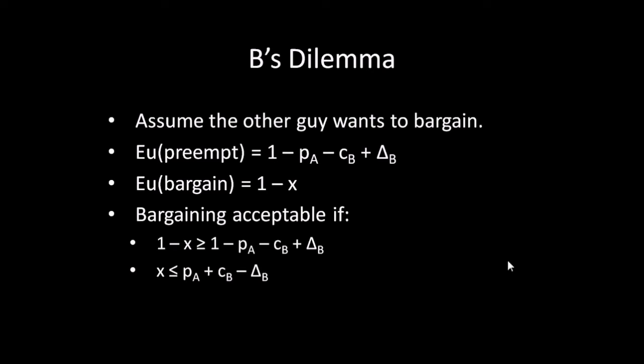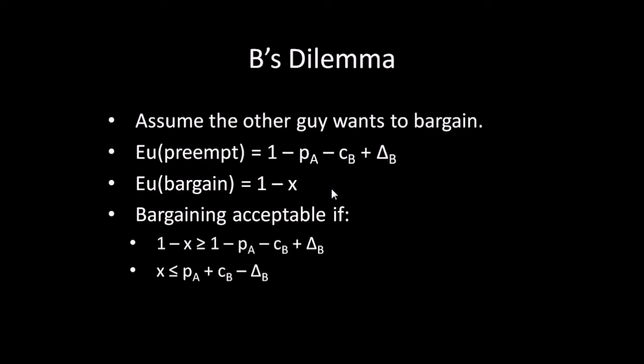What about B? Well, B's dilemma, again, we're going to assume that the other guy, in this case A, is going to be sitting down at the bargaining table. And so the expected utility for B, if it launches a surprise attack, is 1 minus PA. That's the probability that B would win a war under normal circumstances, plus the additional probability of victory, the first strike advantage delta, minus the costs of fighting for B, CB. So that's B's expected utility for fighting.